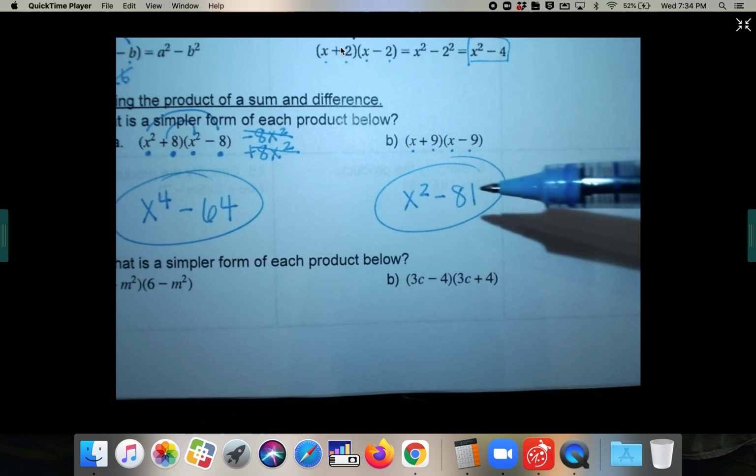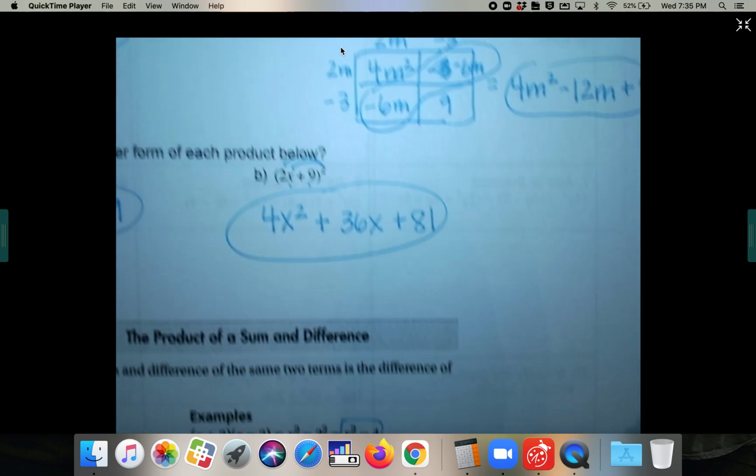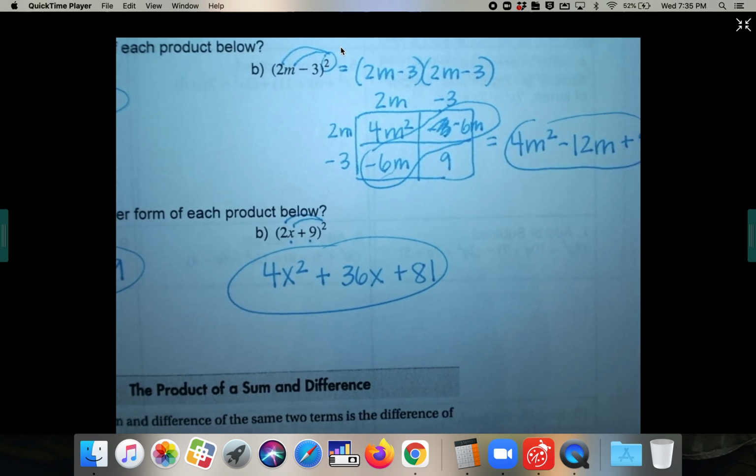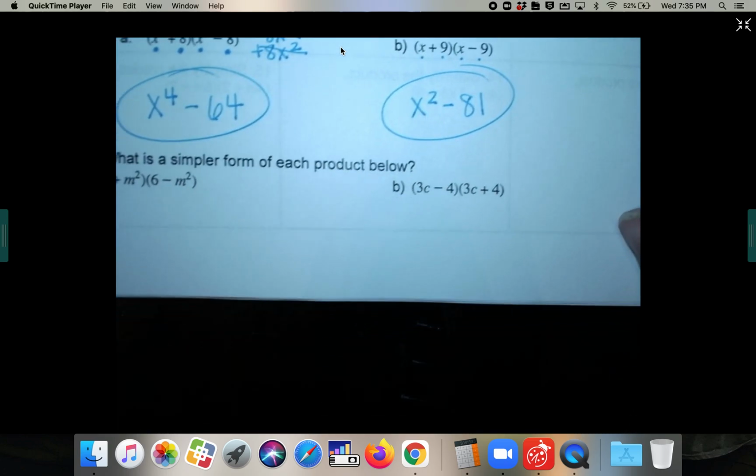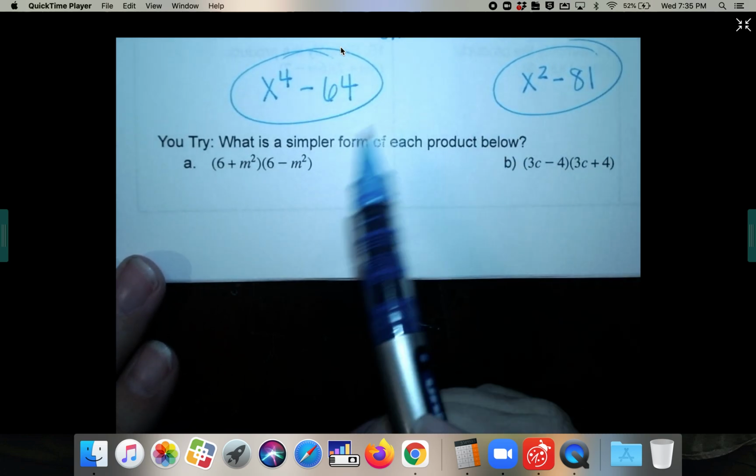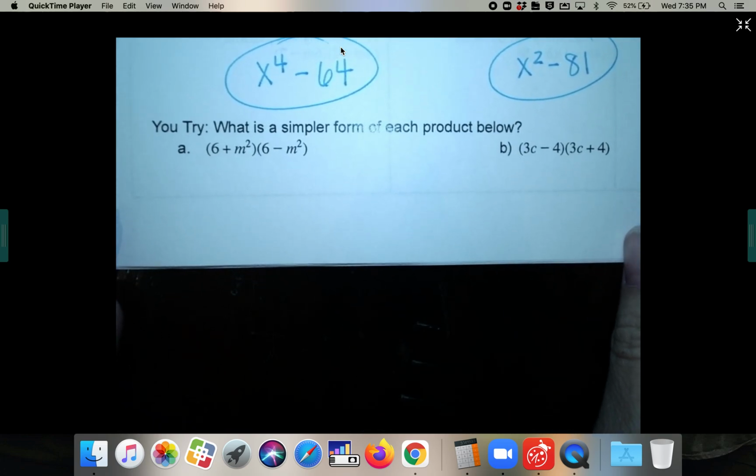And again, if you don't and you work it out and you want to do the box method, do it. Totally fine. It's also always good to show work if you're not sure, if you just want to. All right, so push pause and try the You Try.